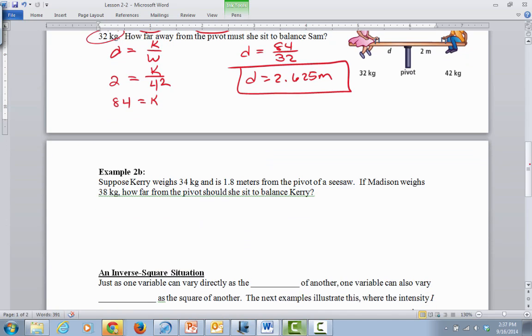Okay, 2B is the same thing. I want to stop the video for a moment and let you guys try to do this one on your own. Okay? So go do it.